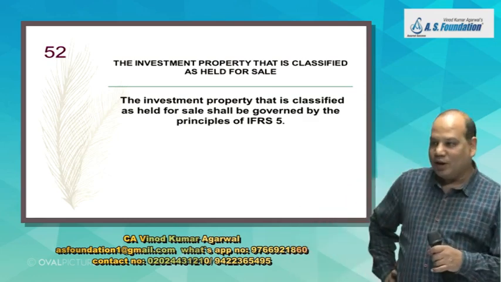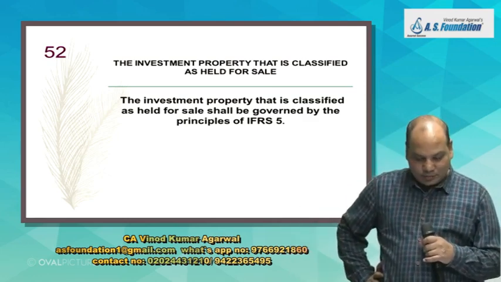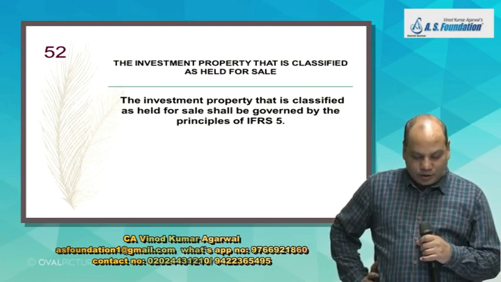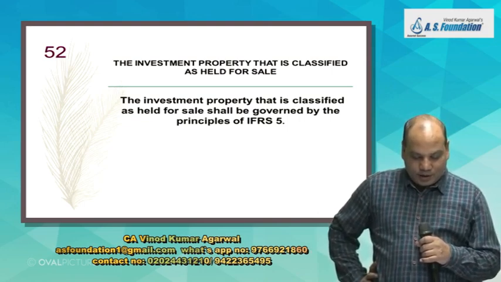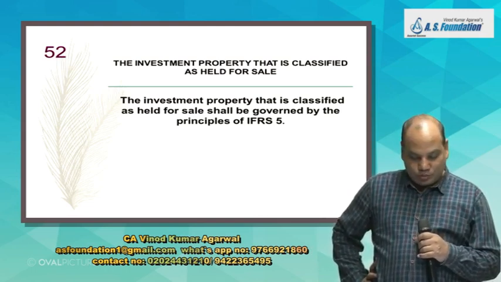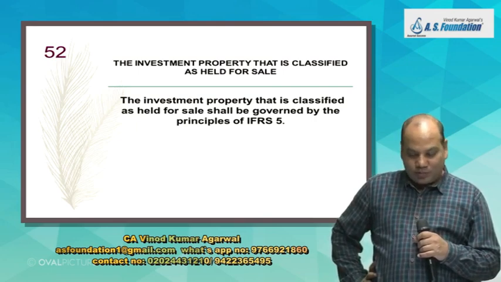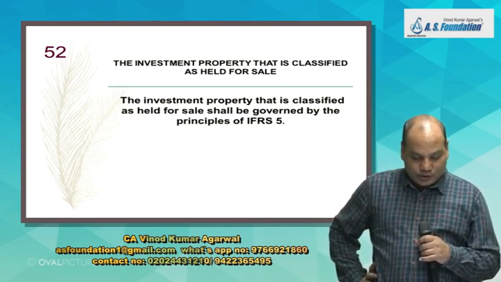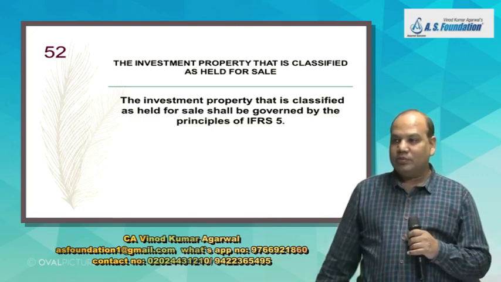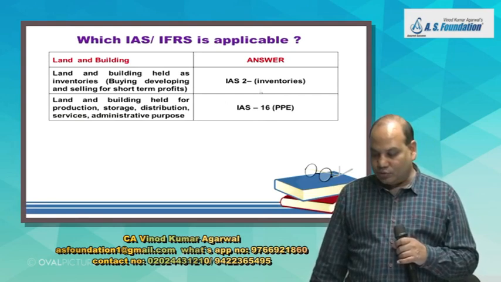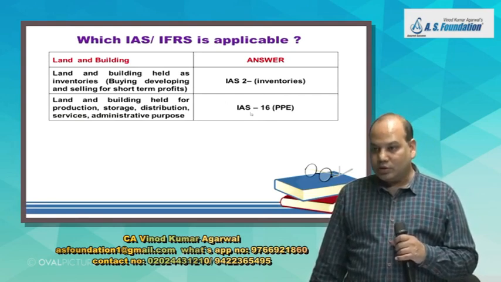Which IAS or IFRS is applicable? 1. Land and building held as inventory, buying, developing and selling for short-term profit. 2. IAS 2. Land and building held for production, storage, distribution, service, administration purpose. IAS 16. Write down the answer. IAS 2 and IAS 16.